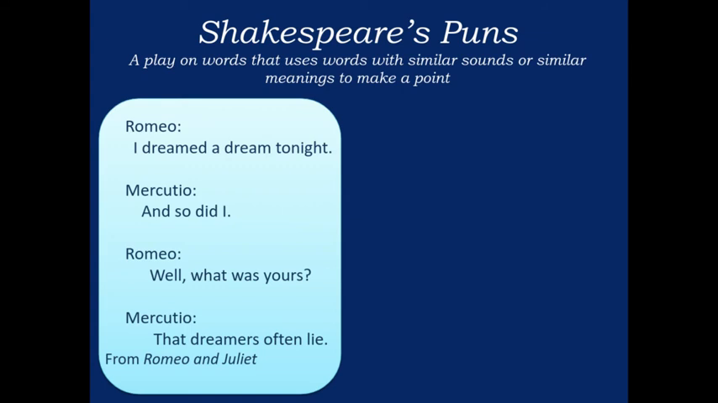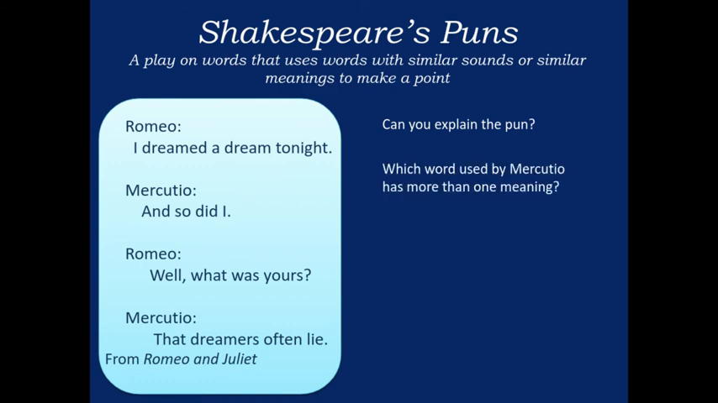So Romeo said, "I dreamed a dream tonight." And Mercutio, his friend, said, "And so did I." And Romeo goes, "Well, what was yours?" And Mercutio goes, "That dreamers often lie." So think of here. Can you explain this pun? When you're trying to figure this out, think, what word is Mercutio using that has more than one meaning?